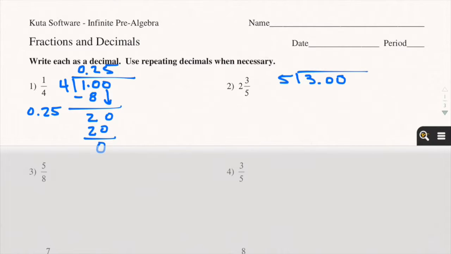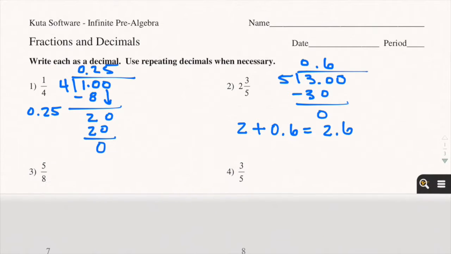Okay, 5 goes into 3 0 times, bring that decimal up. 5 goes into 30 6 times. 6 times 5 is 30. Subtract those, we get 0. So 3/5 is equal to 0.6. So what we do is we take the 2 and add that to 0.6. We end up getting 2.6.